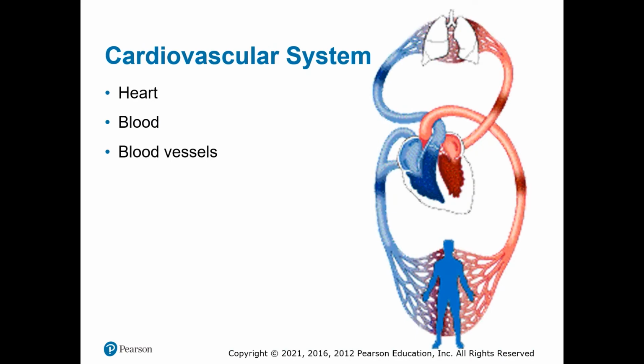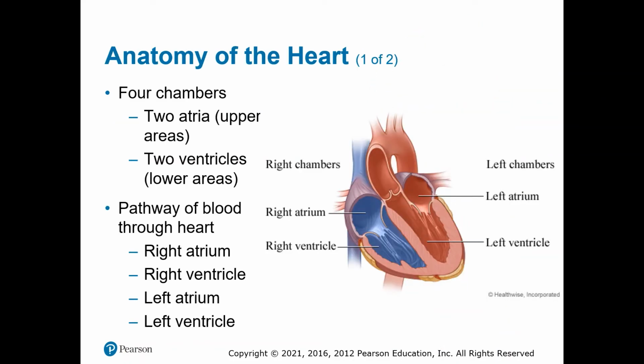The cardiovascular system includes the heart, the blood, and the blood vessels. There are 4 chambers to the heart. There are 2 atria, which are the upper areas, and 2 ventricles, which are the lower areas. The blood goes from the right atrium to the right ventricle, to the lungs, and then back from the lungs to the left atrium to the left ventricle, which is the bigger ventricle. It has more muscle mass around it because it has to pump blood through the body.